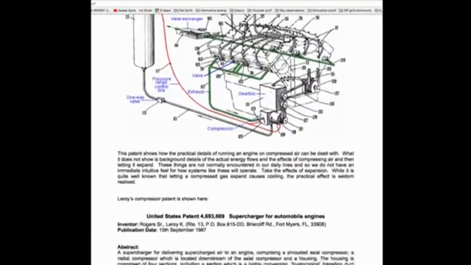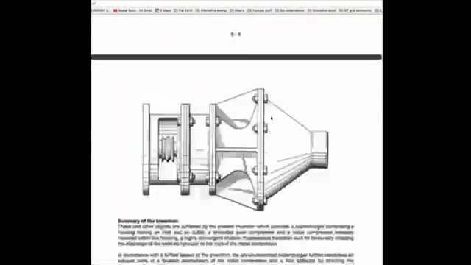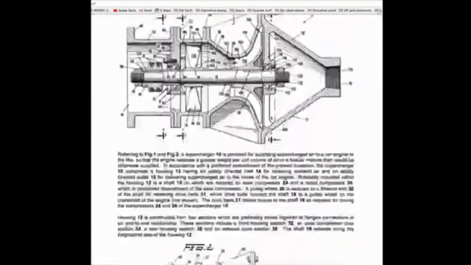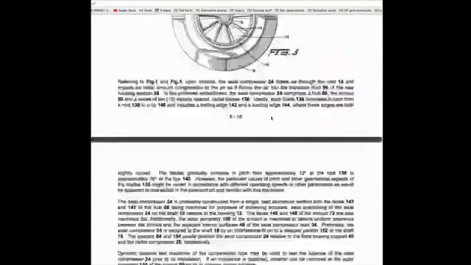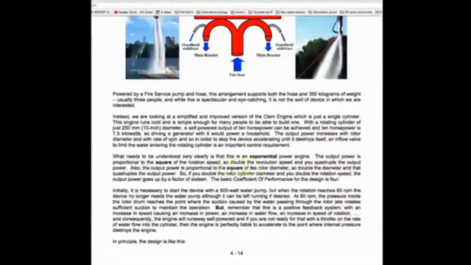What you need to understand very clearly is that this is an exponential power engine. The output power is proportional to the square of the rotation speed, so double the revolution speed and you quadruple the output power. Also, the output power is proportional to the square of the rotor diameter, so double the diameter and that quadruples the output power. So if you double the rotor cylinder diameter and double the rotation speed, the output power goes by a factor of 16.